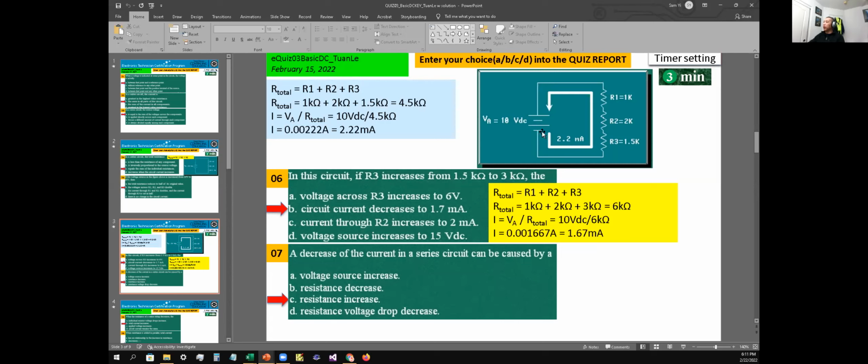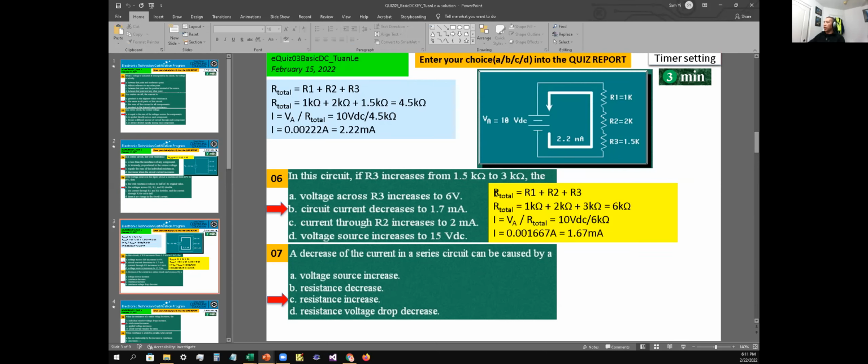Okay, number 6, in the circuit, if R3 is increased from 1.5 kilo ohms to 3 kilo ohms, so you're increasing the resistance, therefore you're going to decrease the current in the circuit. So the answer is B, the circuit current would decrease to 1.7 milliamps. So the answer is B as in Bob for number 6.